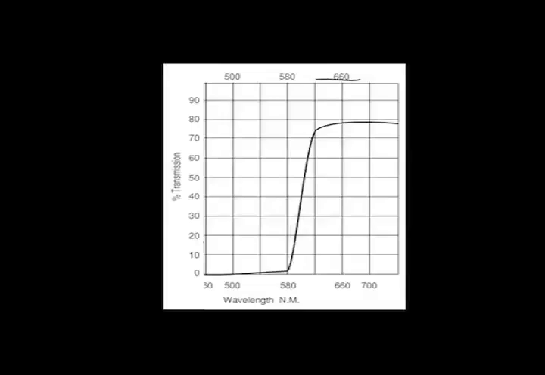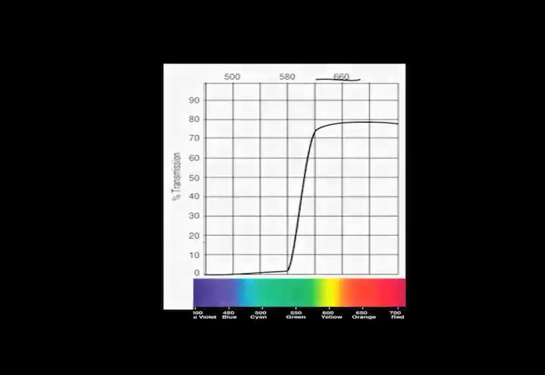This is a nanometer graph for a deep orange filter. The numbers on the left indicate the percentage of light that passes through the filter. The numbers on the bottom are the wavelengths. To make this a little clearer, let's impose the color spectrum. This line indicates about 80% of red, yellow and some green light passing through the filter. This line indicates that almost no blue and very little green can pass through the filter.